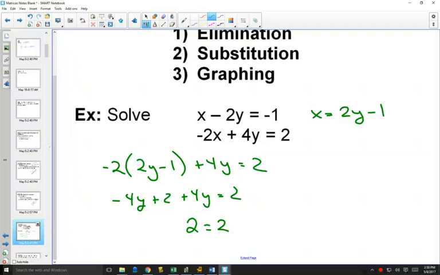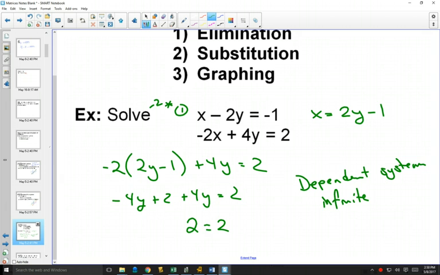Looking back at your equations, can you see that they're the same equation? If I took equation 1 and multiplied everything by negative 2, I would get equation 2. So this is a dependent system. It has an infinite amount of solutions, because they're the same lines.